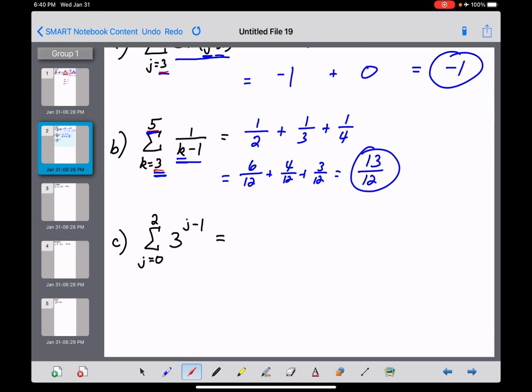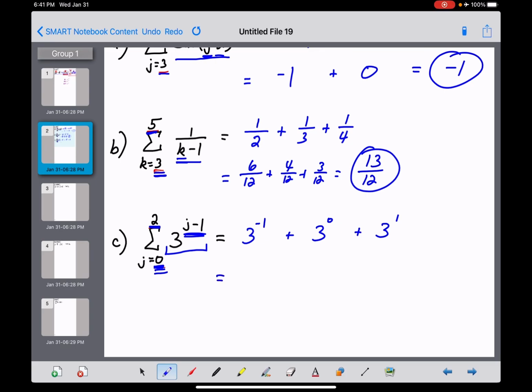Again, we're starting with j equals 0, letting j equal 1, and then ending after j is 2. So this will be three terms again, just like example B was. And what's going on in our expression here? It's 3 to the j minus 1 power. Well, we start off with a j value of 0, and 0 minus 1 is -1. And then we'll add to that 3. Now we would let j equal 1, and 1 minus 1 is 0. And we'll add to that 3 to the, we let j equal 0 and 1, now 2. And 2 minus 1 gives me a power of 3 to the 1.